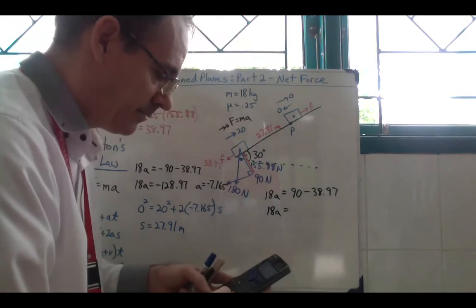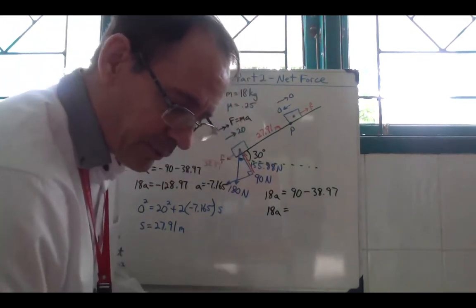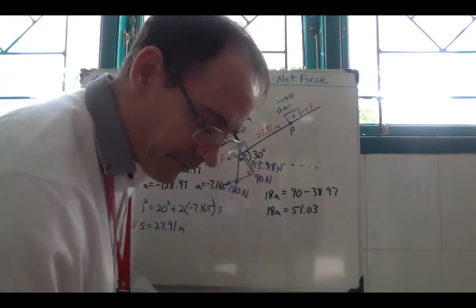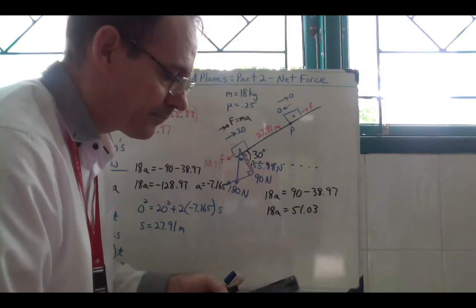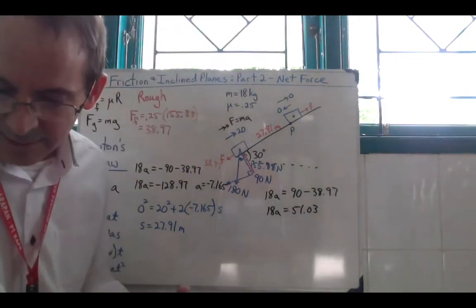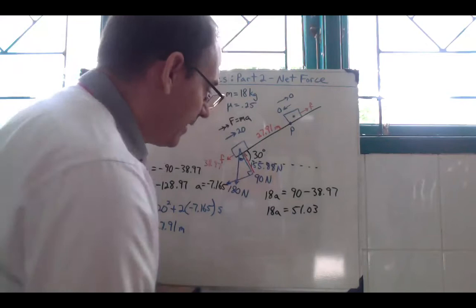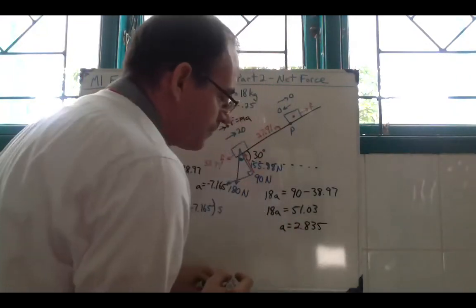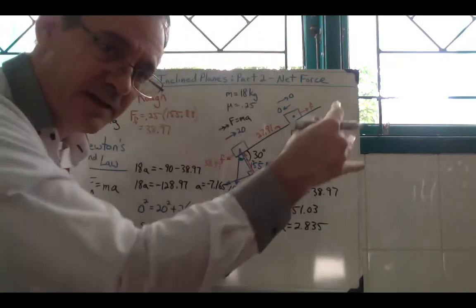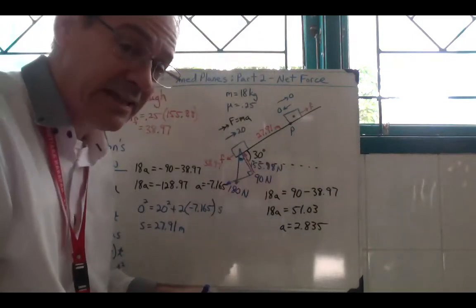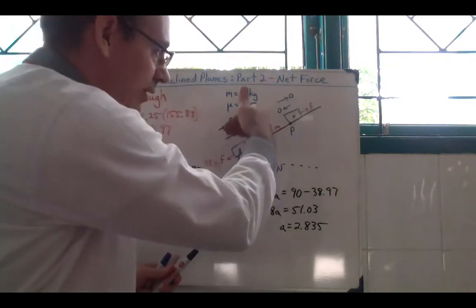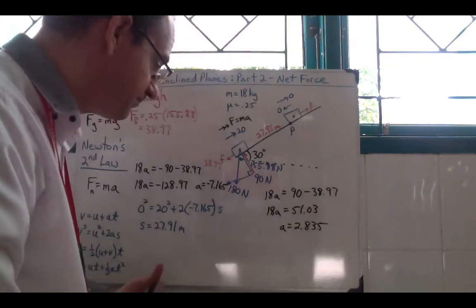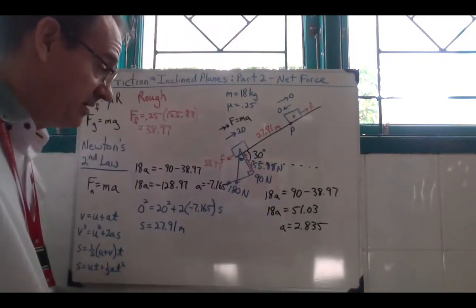So we get 18a equals 90 minus that, 51.03, then divided by 18 gives us 2.835. So acceleration 2.835. And notice it's positive because it's now going in the direction of our motion. Our motion is going downhill and our acceleration is making it speed up in that same direction. So here's our new acceleration.